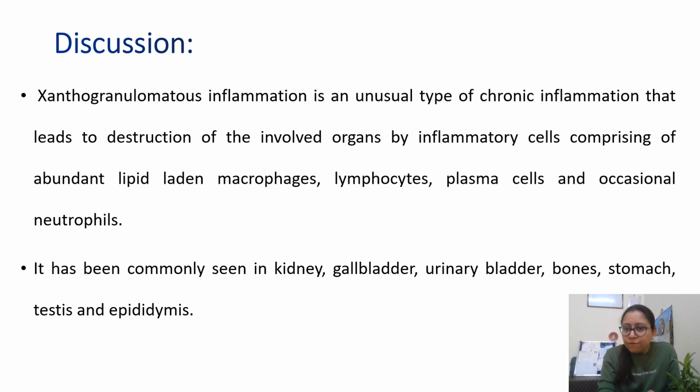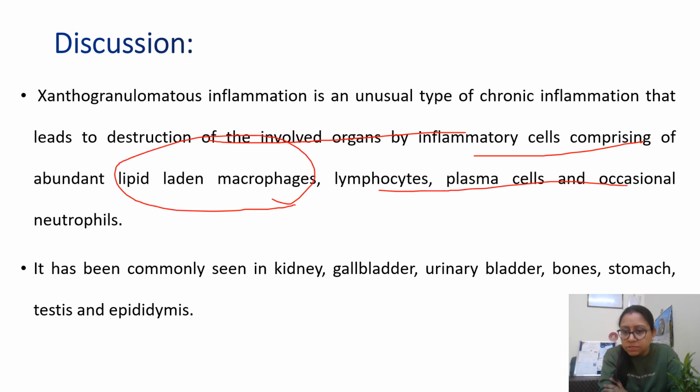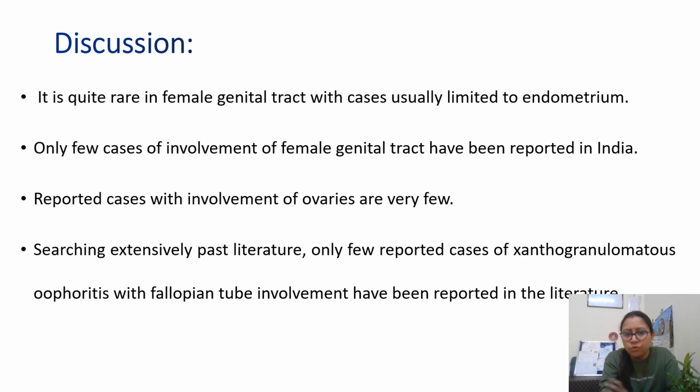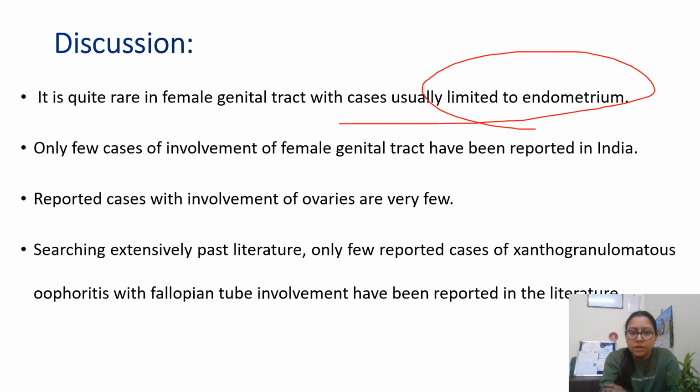This is an unusual type of chronic inflammation, as I already discussed, and here there is a local destruction of the involved organs by inflammatory cells, comprising large abundant lipid-laden macrophages, lymphocytes, plasma cells and occasional neutrophils. Usually these xanthogranulomatous lesions we routinely see in kidney, gallbladder, urinary bladder, bones, stomach, testis and epididymis. It's quite rare to find this entity in the female genital tract and usually it is limited to the endometrium. Only a few cases of xanthogranulomatous inflammation of the female genital tract have been reported in India.